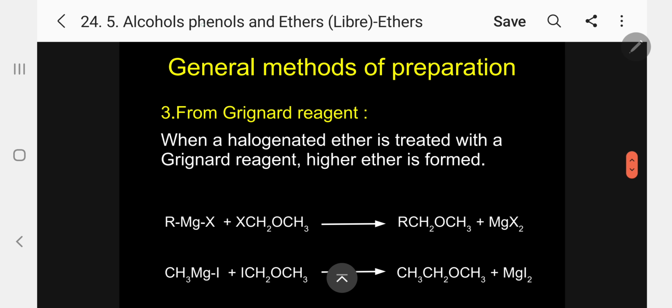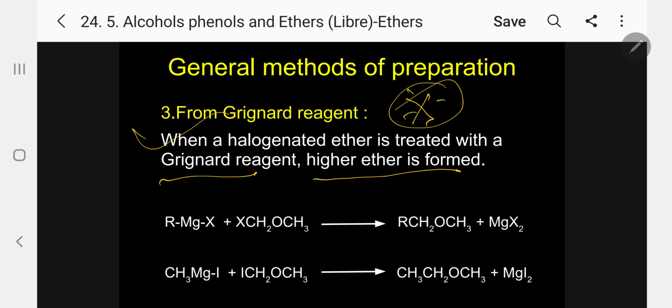Then the most important, from Grignard reagent we can prepare ether. This is most important because a higher member can be prepared from lower members. That's why Grignard reagent is most important. If Grignard reagent is a synthetic reagent, any compound can be synthesized in the laboratory. We have seen this already under haloalkanes. When a halogenated ether is treated with Grignard reagent, a higher ether is formed.